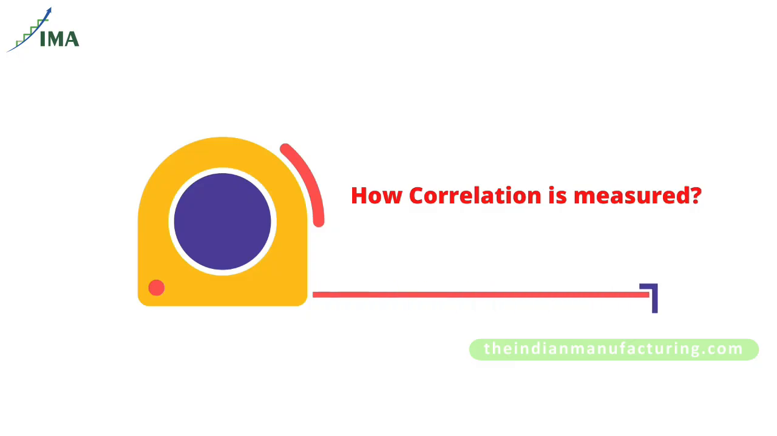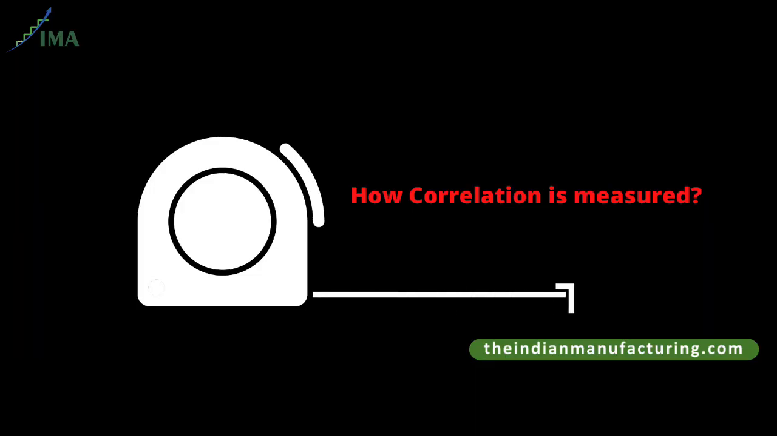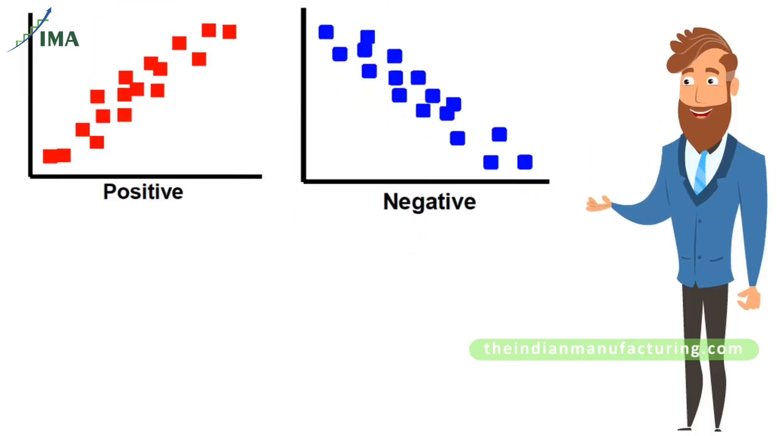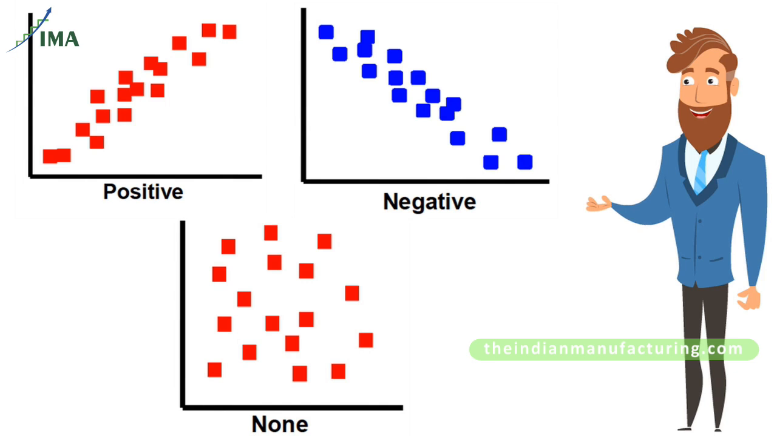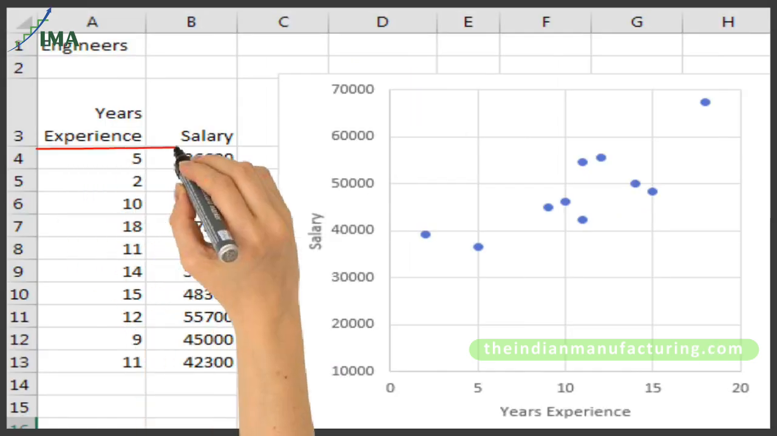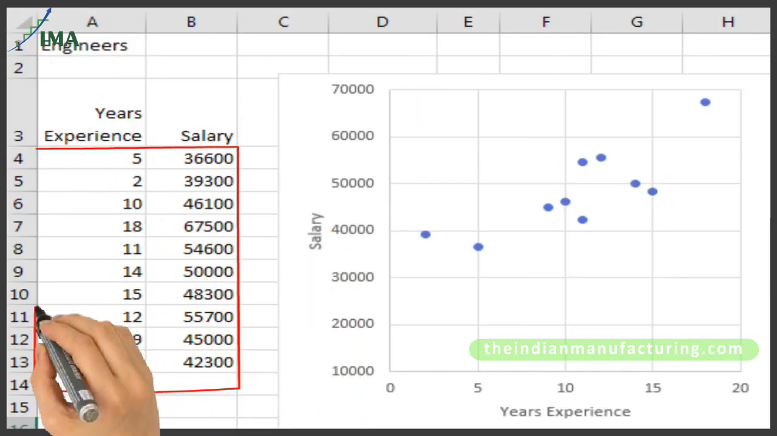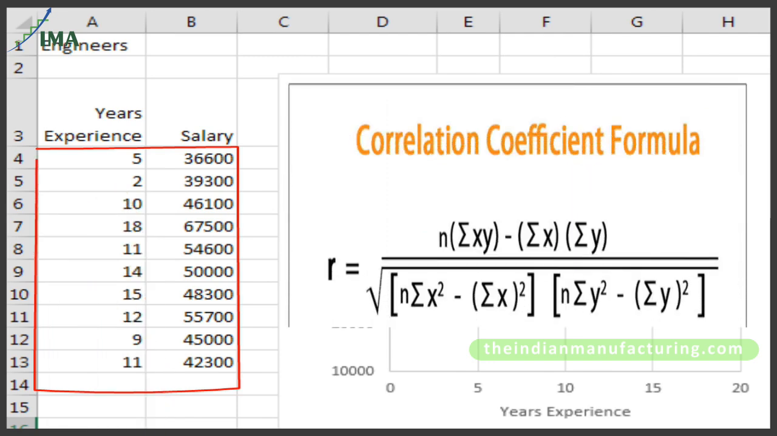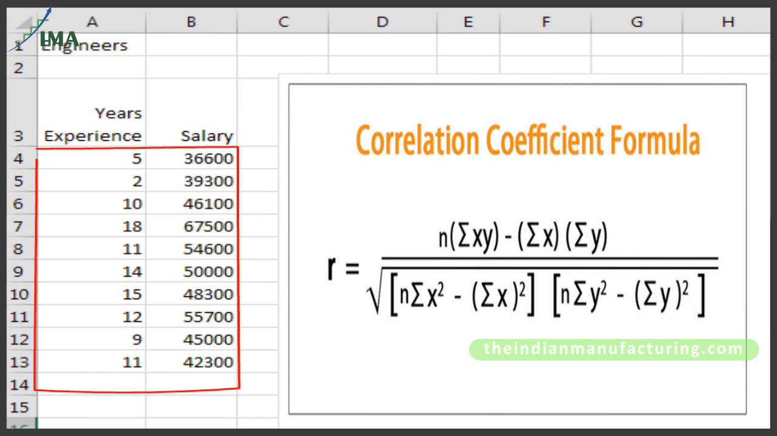How is correlation measured? Correlation can be understood from the shapes of the graphs as earlier shown. But, if you want to put a value to this correlation, you can calculate it statistically. Correlation between two variables can be measured with a formula statistically.